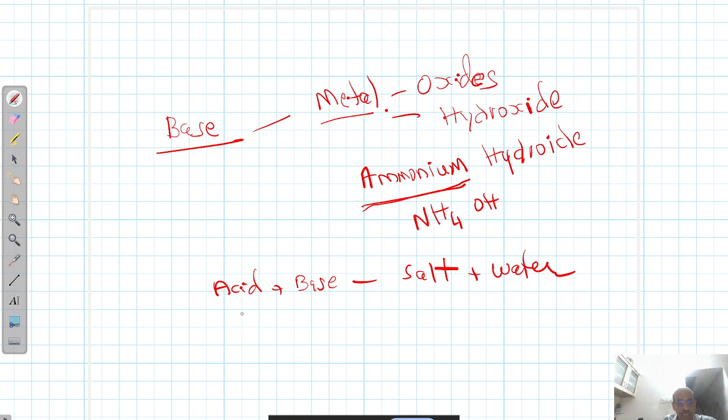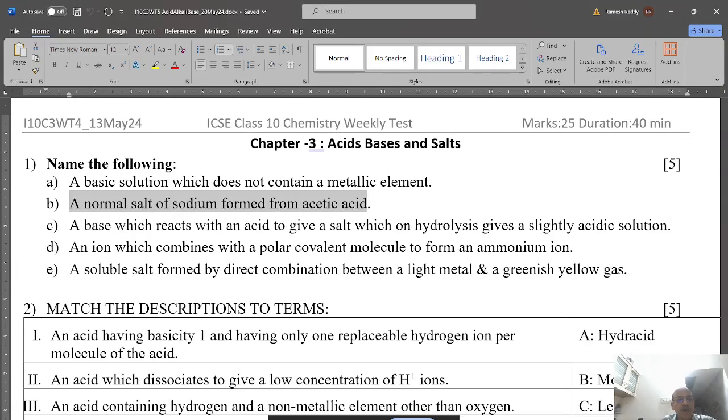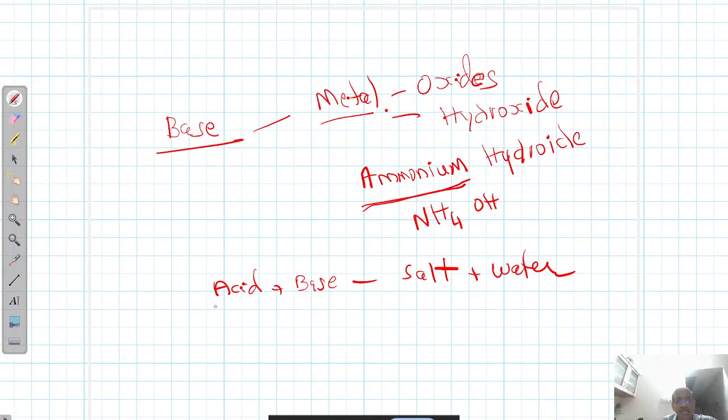So in this he says that there is a normal salt of sodium formed from acetic acid. So here, instead of an acid, he takes acetic acid. Here he takes a base from which he forms a salt. Which base does he take? Because he is going to form a sodium salt, I have to take a sodium base. Sodium base is NaOH, that is sodium hydroxide.